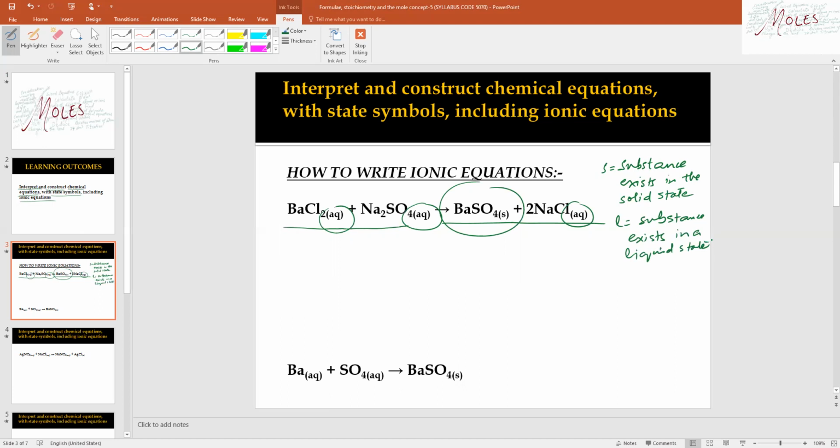g indicates that the substance exists in a gaseous state. g: the substance exists in the gaseous state. aq indicates that the substance is dissolved in water.